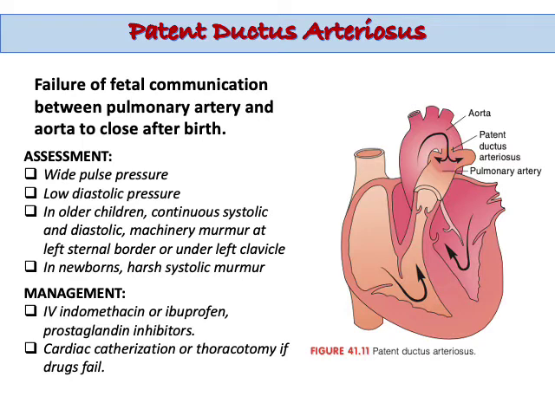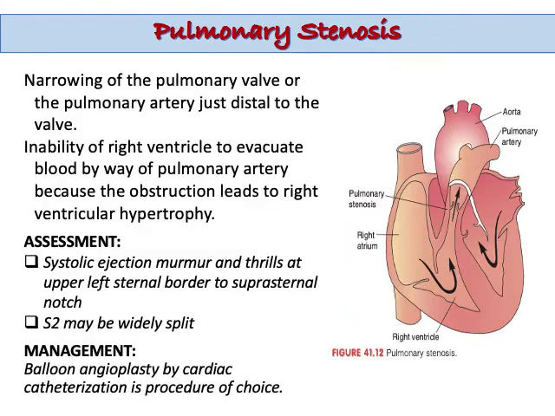Management: IV indomethacin or ibuprofen as a prostaglandin inhibitor is very effective. But if the drugs fail, cardiac catheterization or thoracotomy is effective. Rarely are cardiac cath or thoracotomy used, because most cases of PDA respond well to the drugs.